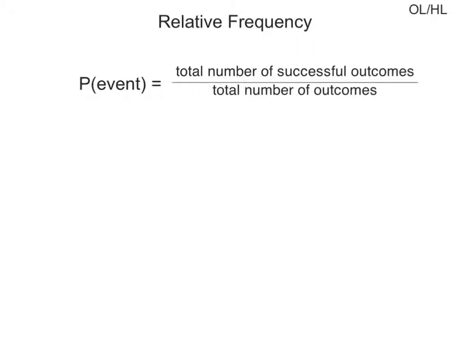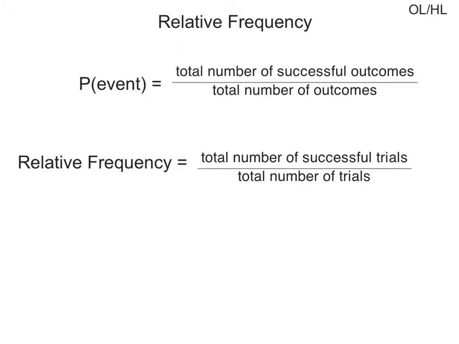Previously, we looked at the probability of a specific event, and we said the probability of the event is equal to the total number of successful outcomes divided by the total number of outcomes. Now, we will look at how often an event happens, the probability of an event with its long-run relative frequency. The formula for relative frequency is very similar. Relative frequency is equal to the total number of successful trials over the total number of trials.